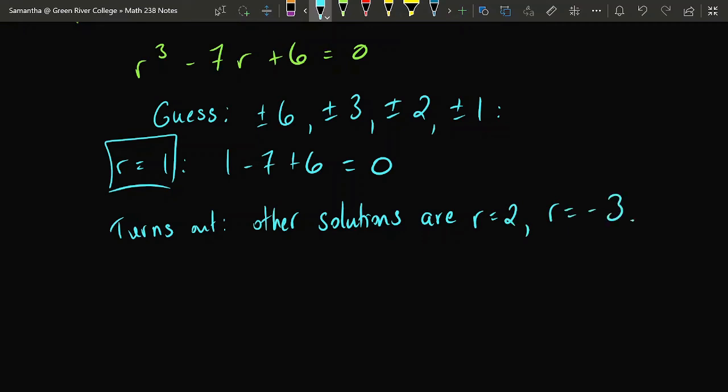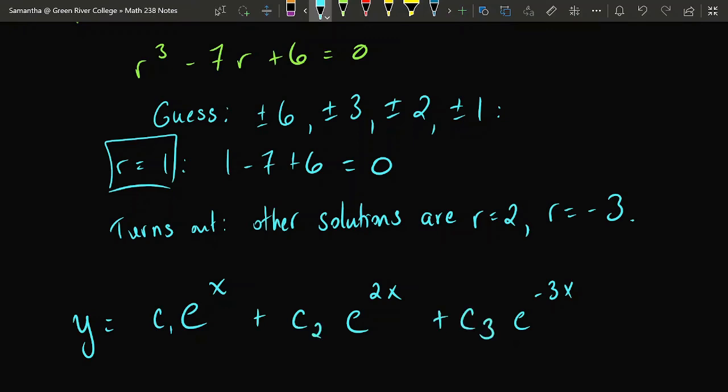So our solutions to the differential equation have the form e to the positive 1 times x, e to the positive 2 times x, and e to the negative 3 times x. So our general solution has the form of a linear combination of these three.